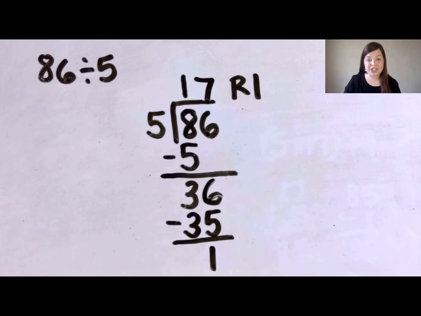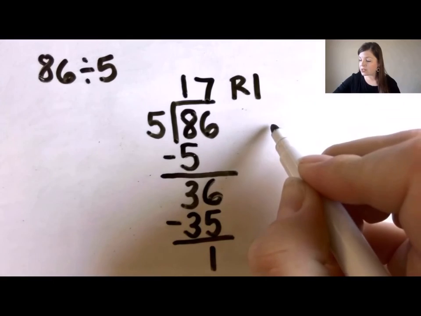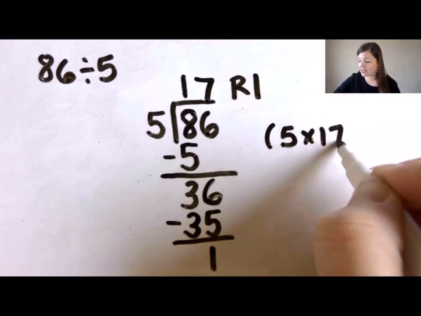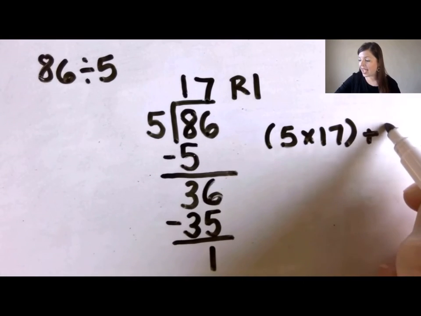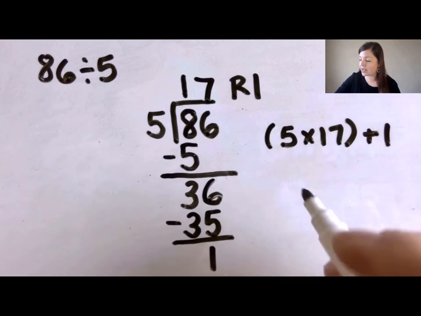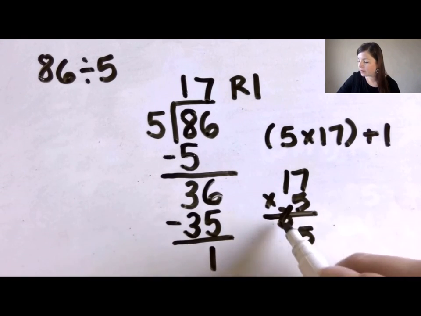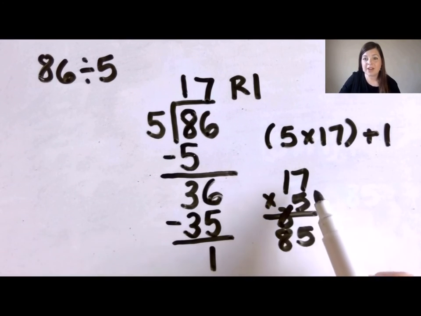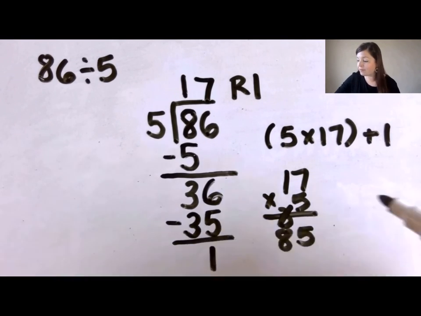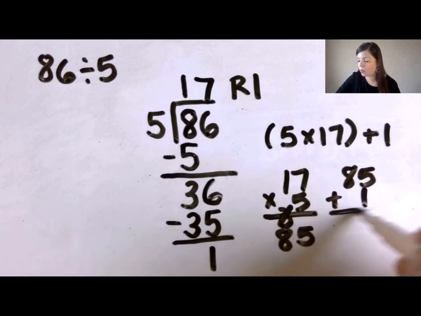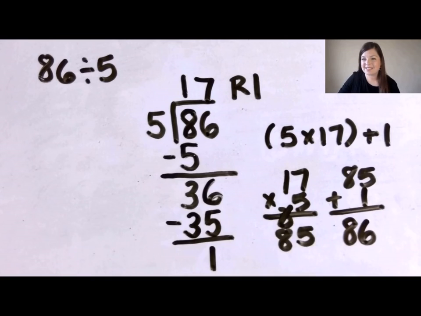So how can we check our division? Well, this time, since we have a remainder, we can use multiplication and addition. We can multiply 5 times 17, and then add on the remainder to that product. So let's do that. When we multiply 5 times 17, our product is 85, and then we add on our remainder of 1, and we get 86. Since that's the whole amount that we were dividing, we know our division is correct. Nice work.